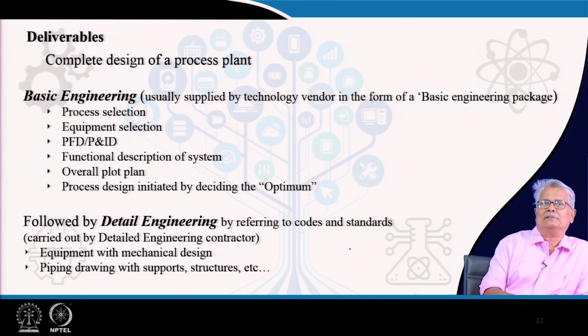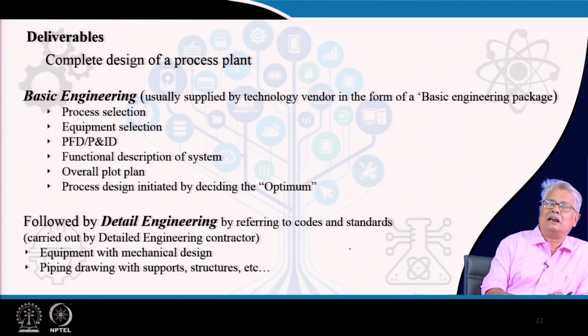If we look at the deliverables, when we are talking about a complete design of a process plant, that is the deliverable. Now, the question is, what exactly is a complete design? It can simply be said in brief that your delivery of the design document should be such a document which will contain the complete design of a process plant. That means, based on this, the detailed engineering can be done, and then the fabrication of the equipment can be done, erection can be done, and the plant can then be started.